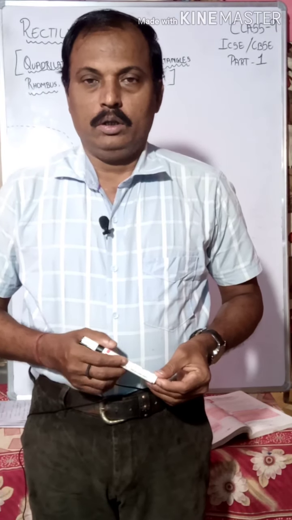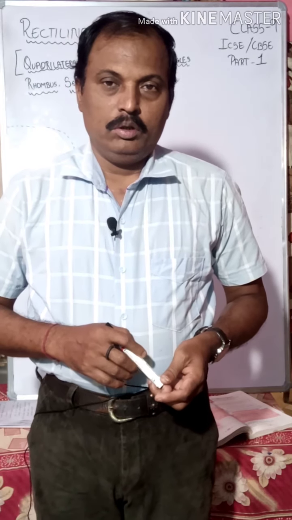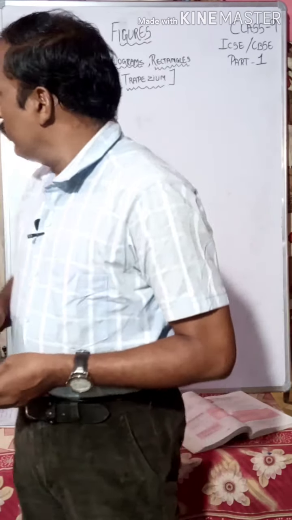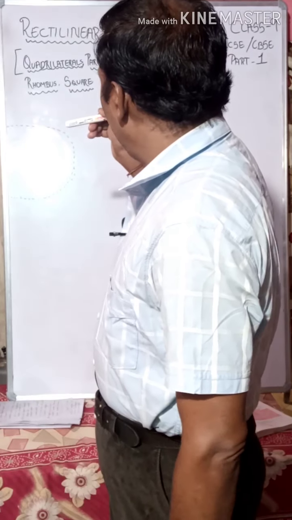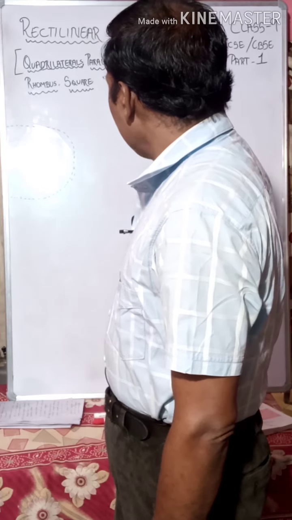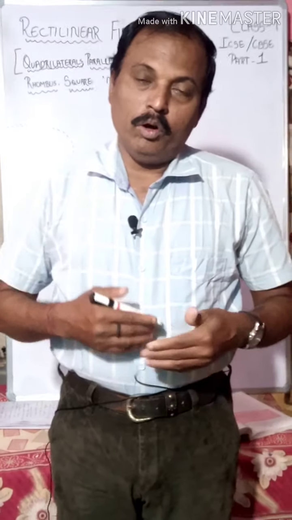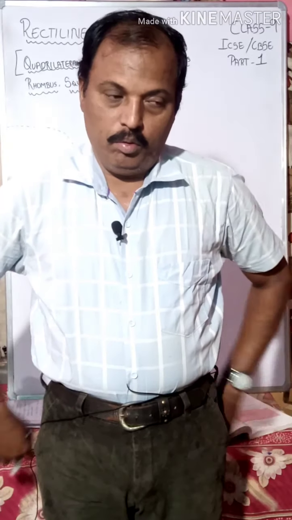But today we will start a new chapter, that is rectilinear figure and quadrilateral, parallelogram, rectangle, rhombus, square, trapezium. These are all rectilinear figures.